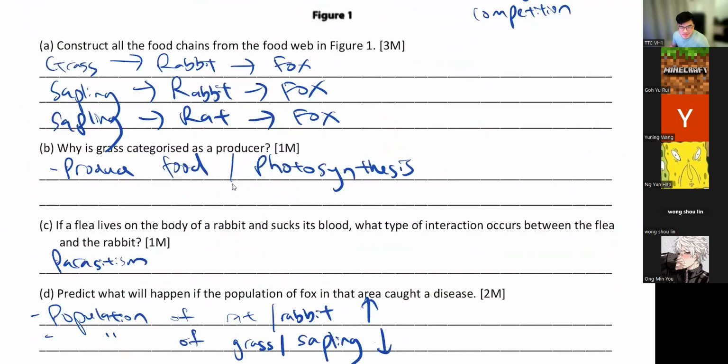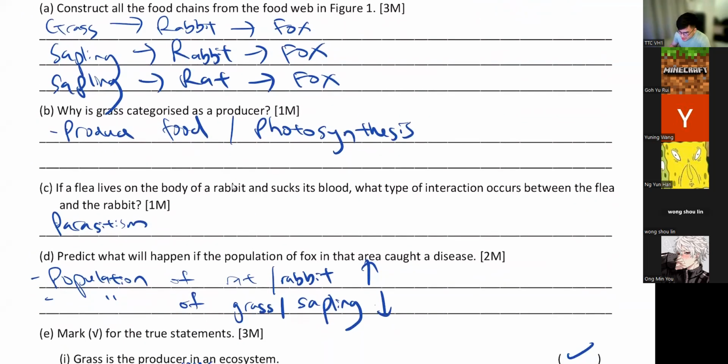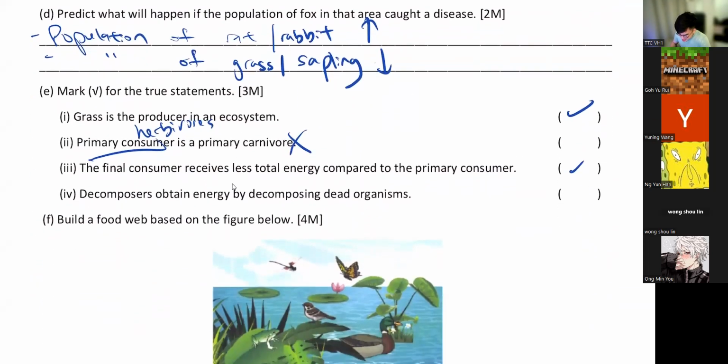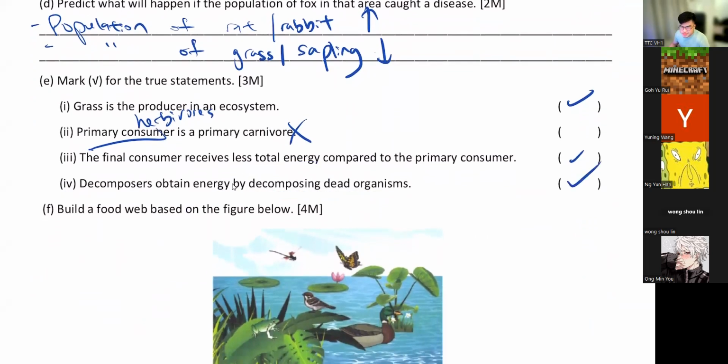Okay, so anyway, we eat primary. Who do you feed the crickets to? Right, so they receive less energy. So next, number 4, decomposers obtain energy by decomposing dead organisms. Okay, yes, they do. They break down dead bodies and they get the energy.